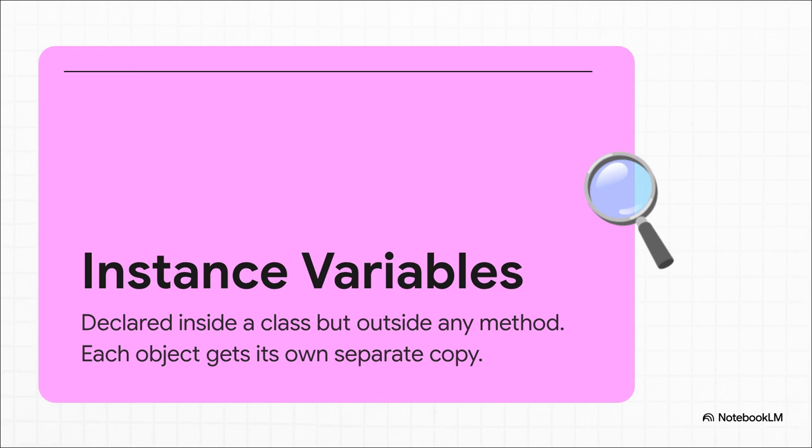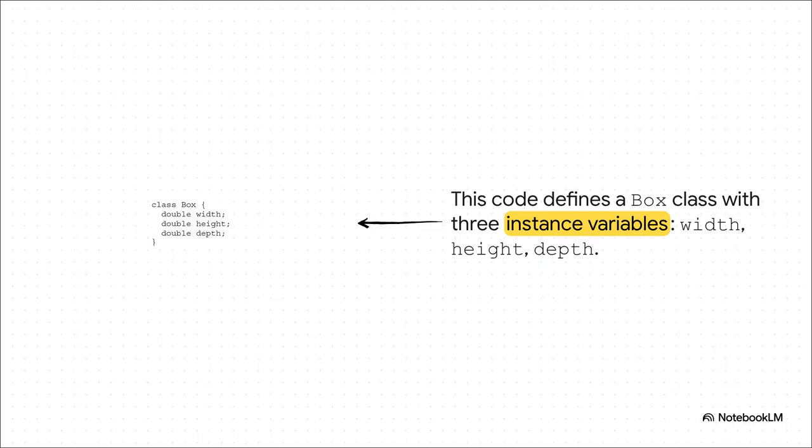And what's crucial is that every single person object you create gets its very own separate copy of these variables. Changing one person's age has absolutely no effect on anyone else's. This is a perfect example to illustrate that. Here, width, height, and depth are the things that define what a box is. Every single time we create a new box object, that new object gets its own personal set of these 3 variables to hold its unique dimensions.